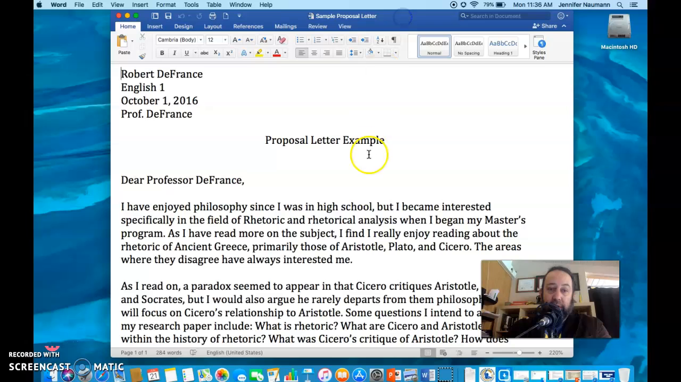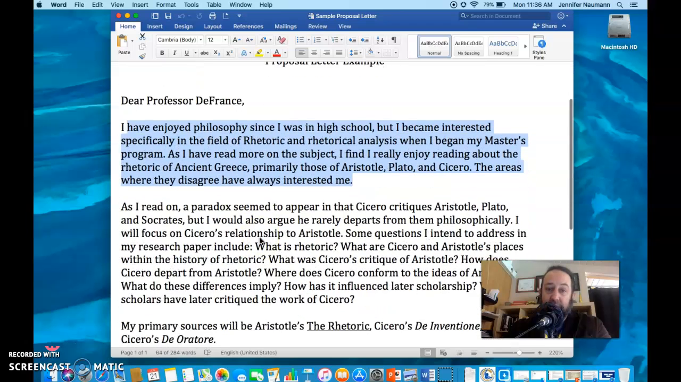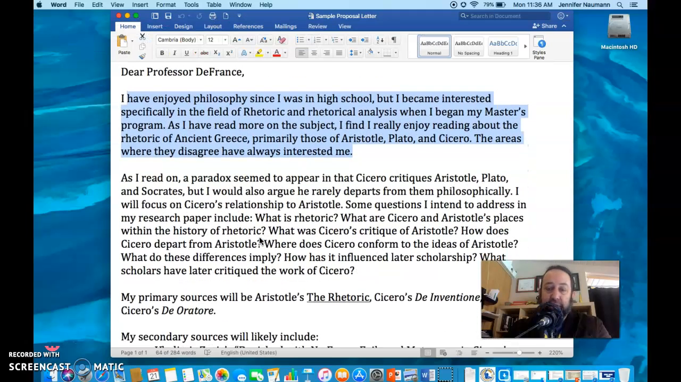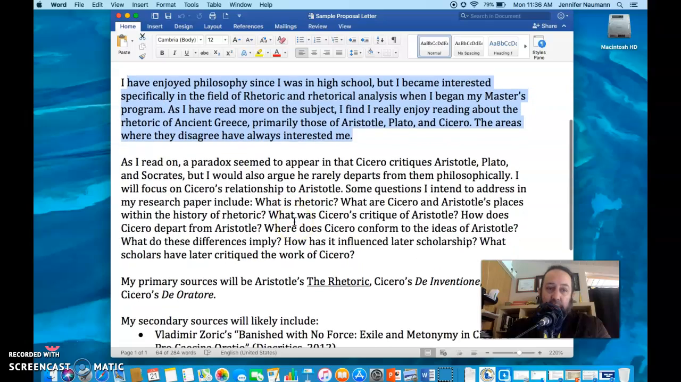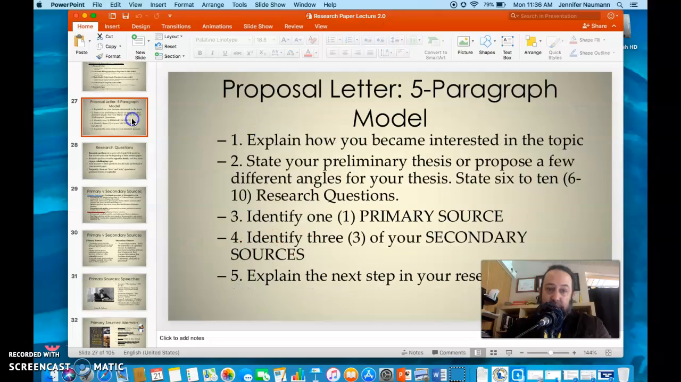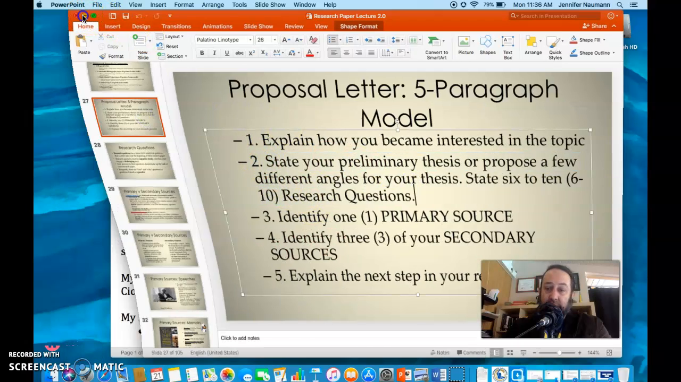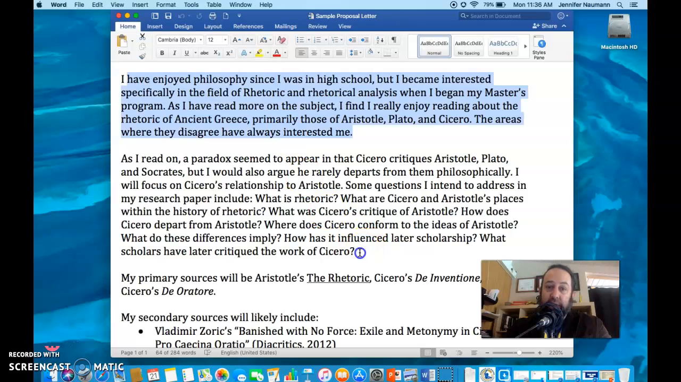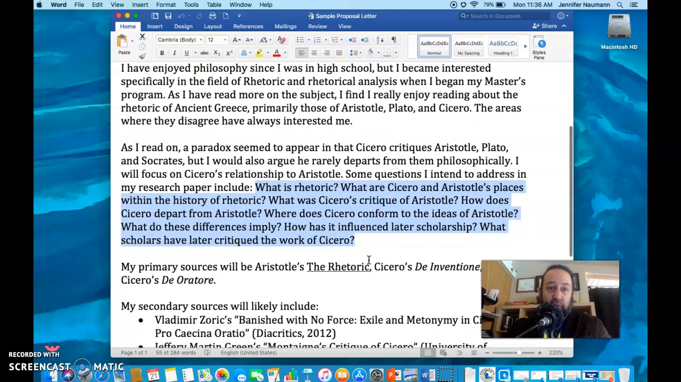You have a sample right here where I start off with just a little personal narrative about myself using I, like what's your interest in the topic. The purpose of the second part is to get all these questions. You want to state 6 to 10 complex questions that you will then answer in your research paper. So you state those. That's awesome, right? That's most of what we're doing here.